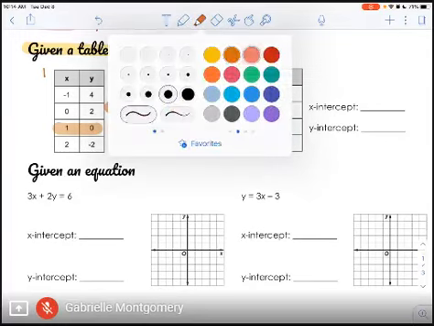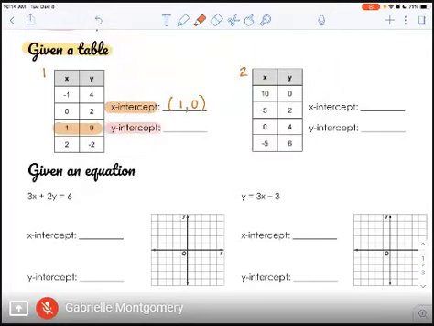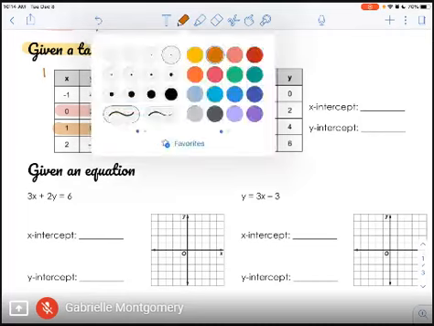Similarly, I'm going to identify my y-intercept. A y-intercept happens when x equals 0. What is our y-intercept based on this table? Yep, if I visualize the point 0, 2 in my mind, I'm at 0 and I go up 2, that is on the y-axis. So the point 0, 2 is my y-intercept.